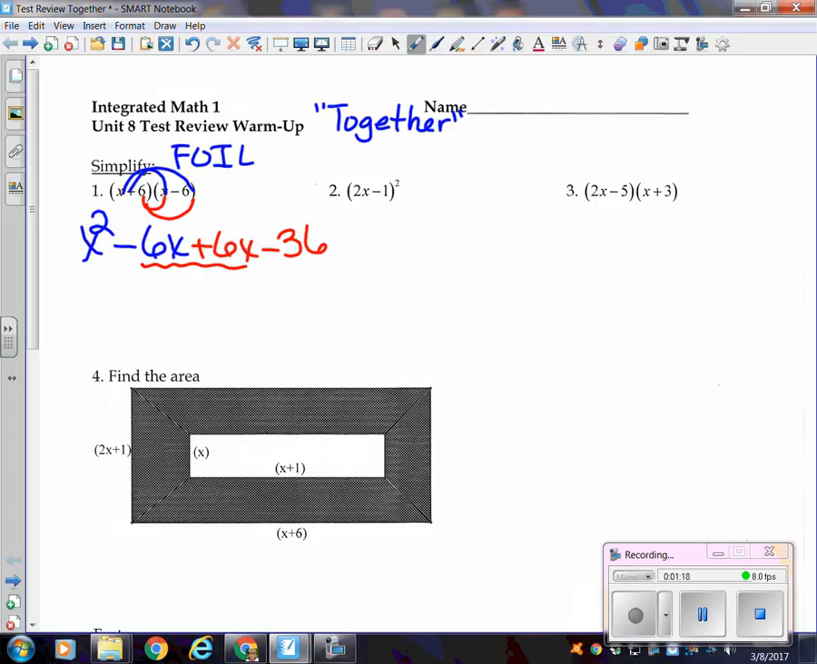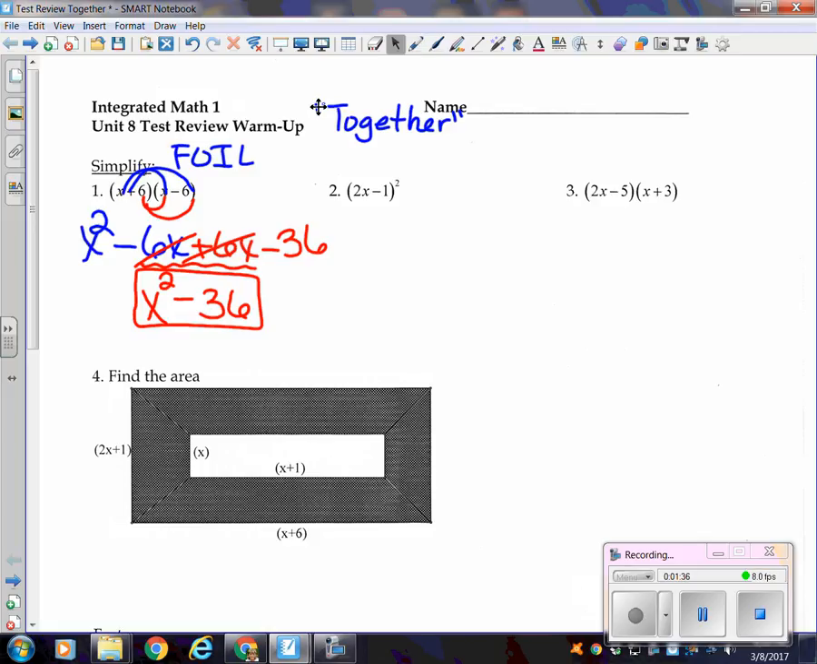There are always some like terms, usually in the middle, and if they have the same letter and same exponent, we can add, but we only add the numbers in front. Turns out -6 plus 6 is 0. So my answer for number 1 is x squared minus 36.